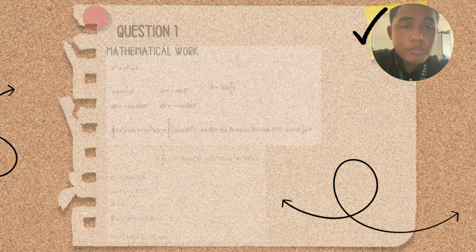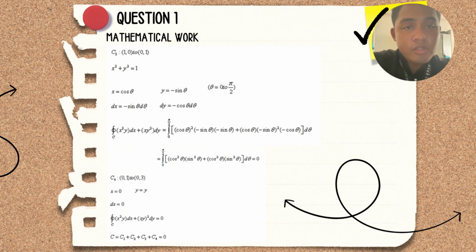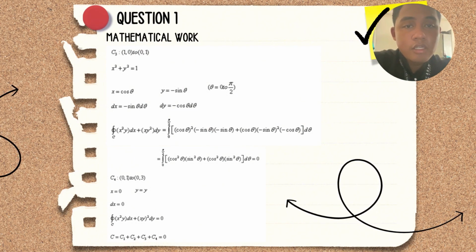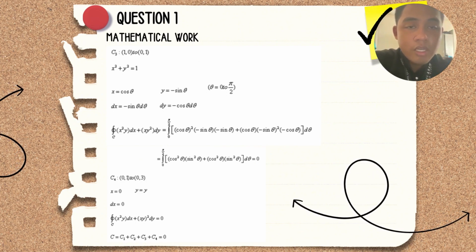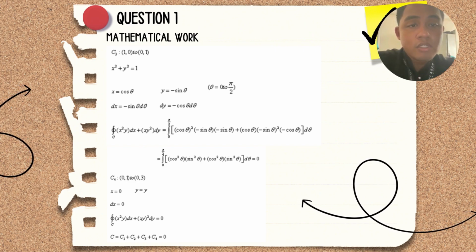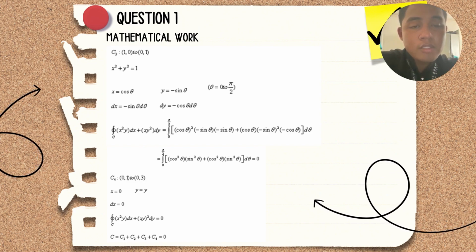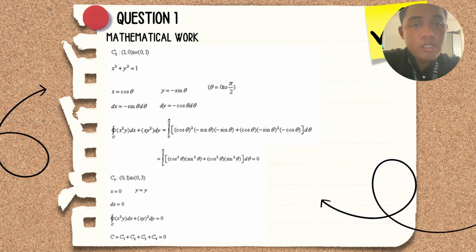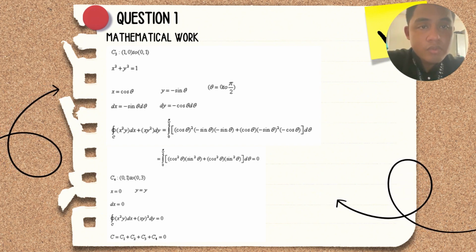Alright, we move to C2 from the previous slide, from point (3,0) to (1,0), with x equal to x and y equal to 0, so we find dy equals 0 dx. We insert this into the equation x squared y dx plus x y squared dy, and the final answer for C2 we get is 0. And then we move to C3.